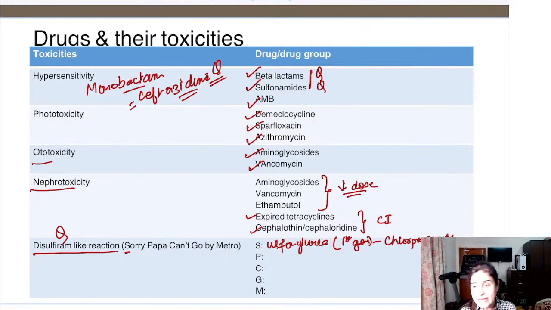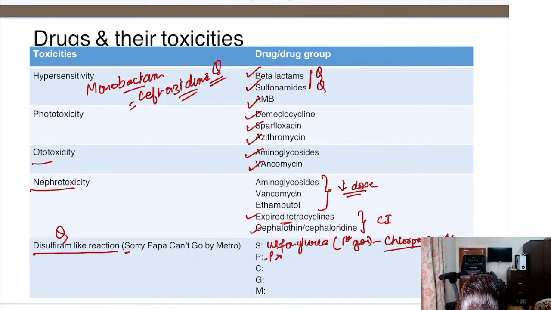Doxycycline, yes, doxycycline is safe. Only doxycycline, okay? It is safe in renal failure. Apart from tetracycline, expired you should not use. Expired you should not use, but otherwise doxycycline is safer in renal failure. Chlorpropamide, okay? Sulfonylureas first generation, not the second one, the first generation, and we don't use chlorpropamide anymore.